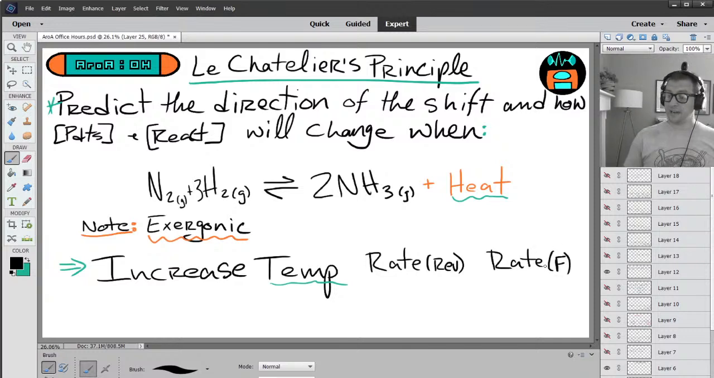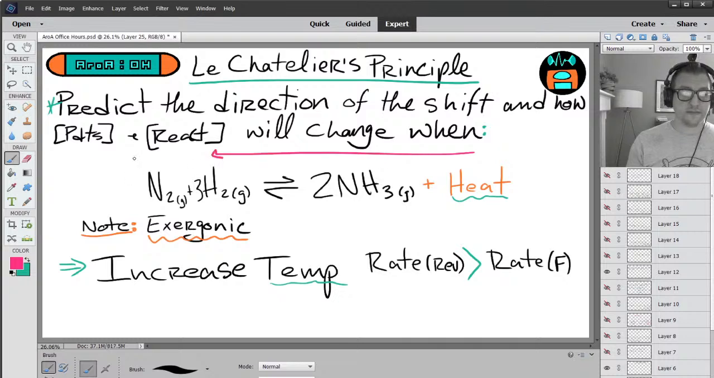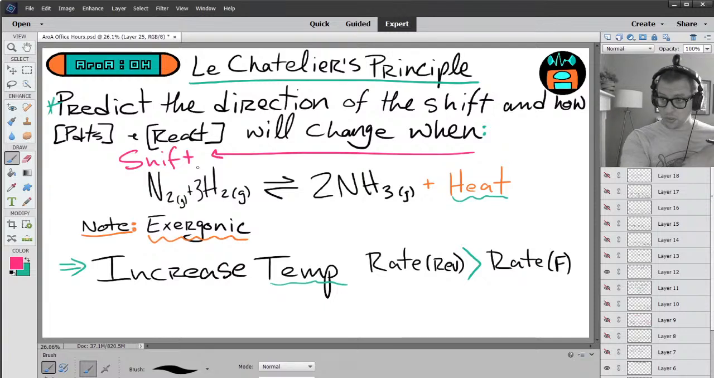And if we're adding a reactant to the reverse reaction, which is essentially what heat is in this scenario, we are increasing the rate of the reverse reaction. It will be temporarily faster than the rate of the forward reaction, and it will result in a shift towards the reactants. Adding heat will increase the concentration of our reactants and decrease the concentration of our products.